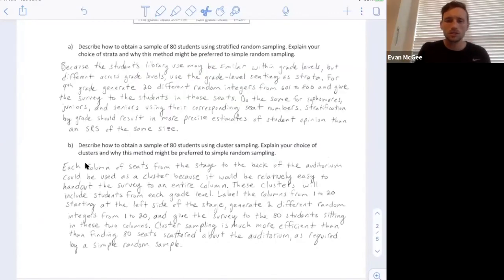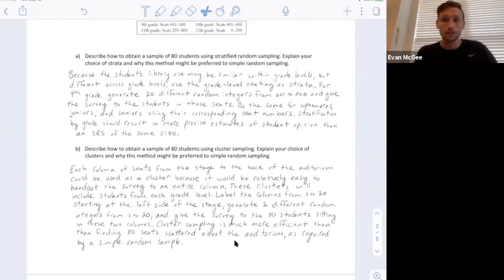So as you can see, this is everything that I just said earlier. And the biggest benefit is the ease of collecting the sample. The cluster sample is more efficient than finding 80 random seats that are scattered throughout the auditorium. So this might be preferred to the simple random sample as well as the stratified sample, because I can just hand out the papers to 2 rows and it'll be easy for them to pass them back.